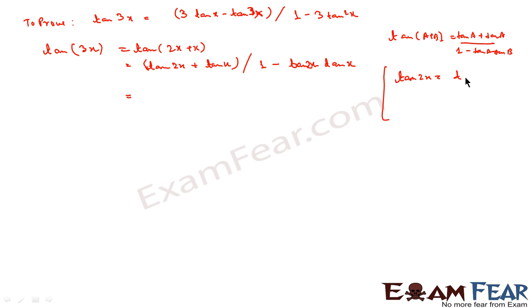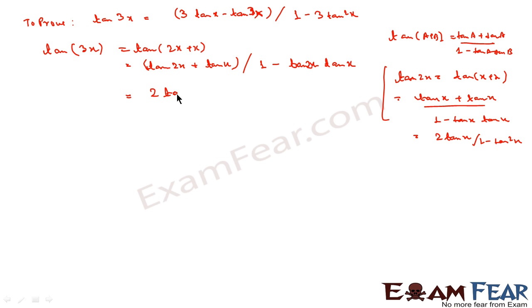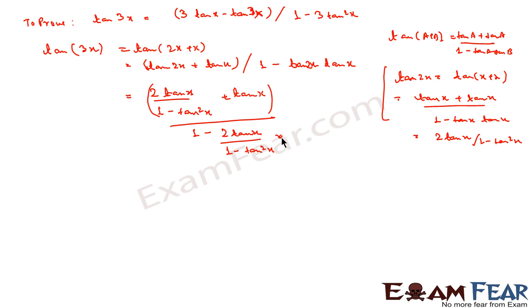Tan of 2x, this guy is equal to tan of x plus x, and this becomes tan of x plus tan of x by 1 minus tan of x into tan of x. So this becomes 2 tan x by 1 minus tan square x. Similarly, we'll use the same formula here. So this will be 2 tan x by 1 minus tan square x plus tan x, this whole thing divided by 1 minus, again tan 2x, I can say 2 tan x by 1 minus tan square x into tan of x. This is what we have got.